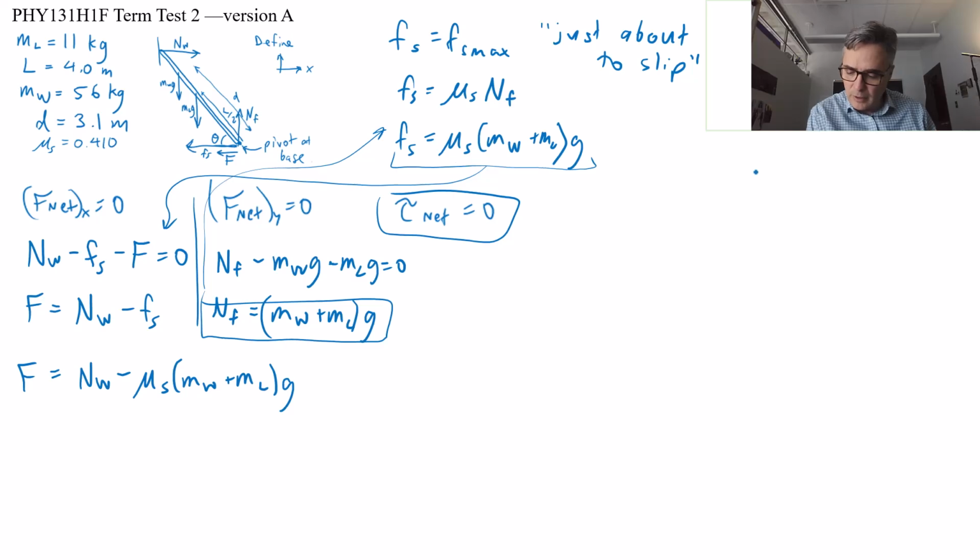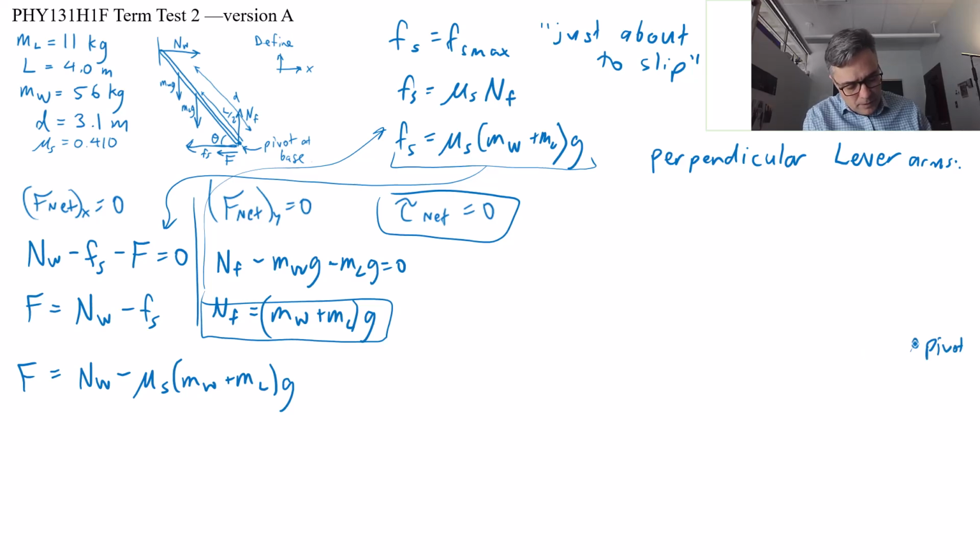So this one's a little harder. We're going to need to get some perpendicular lever arms for the three forces. So what we've got, here's the pivot, here's that ladder.